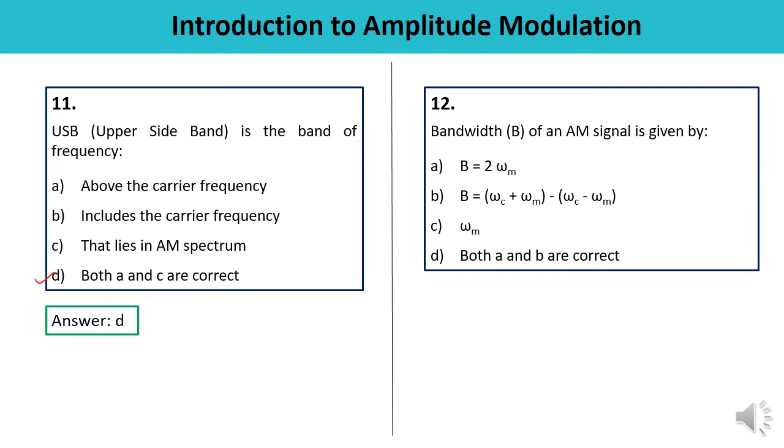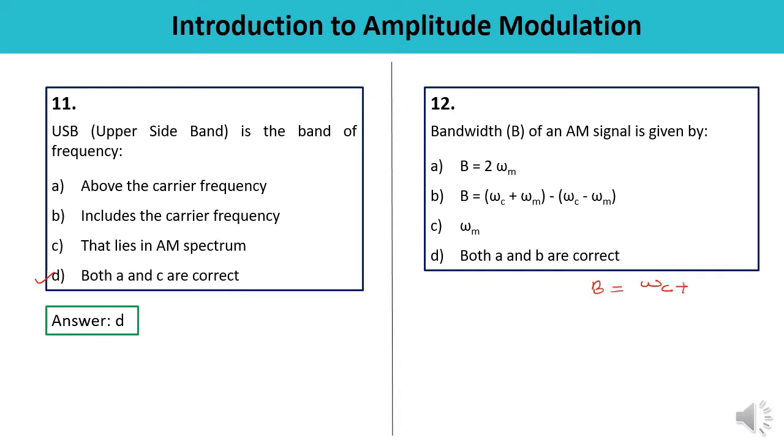Question number 12. Bandwidth, denoted by B. The bandwidth of an amplitude modulated signal is given by. See, the bandwidth of an amplitude modulated wave is the difference between the two extreme frequencies of the AM signal. That is, bandwidth can be written as what?